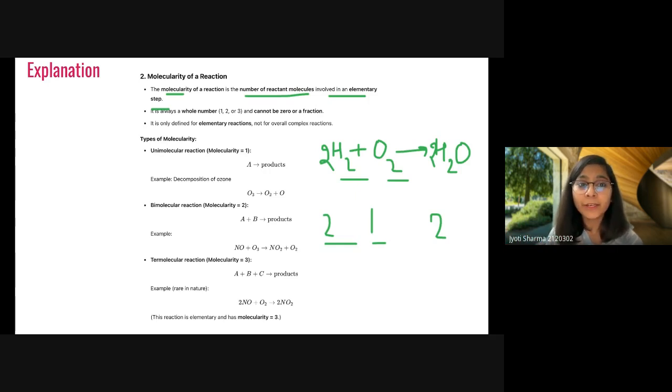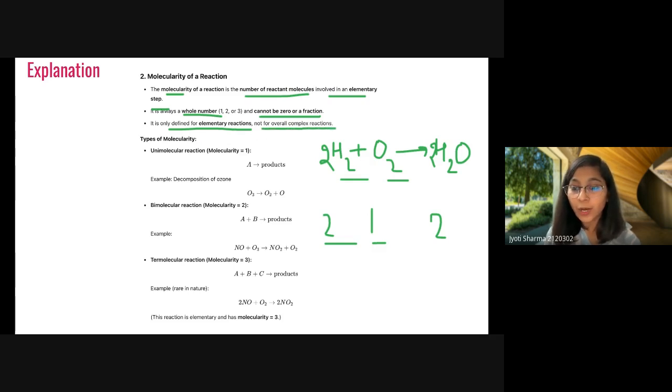So molecularity of the reaction is the number of reactant molecules involved in an elementary step, and this is always a whole number. It cannot be zero or a fraction, because we need a number of molecules, and this number of molecules cannot be a fraction, right? And cannot be zero. So if we are calculating molecularity, it will be a whole number, and it is only determined for an elementary reaction, not for the overall complex reaction.